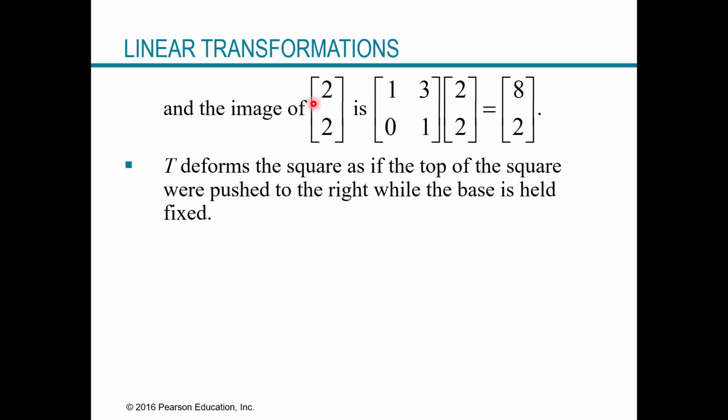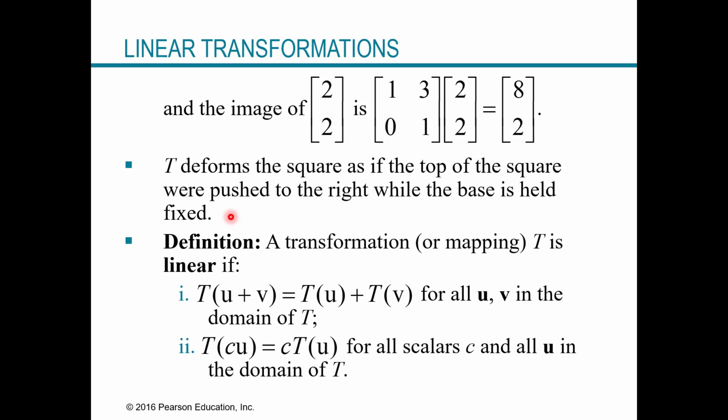Okay, and then here's just another corner. The image of 2, 2, if you multiply it by A, you're going to get 8, 2, which if you go back to the visual, that lines up. So T deforms the square as if the top of the square were pushed to the right while the base of the square was held fixed in location.